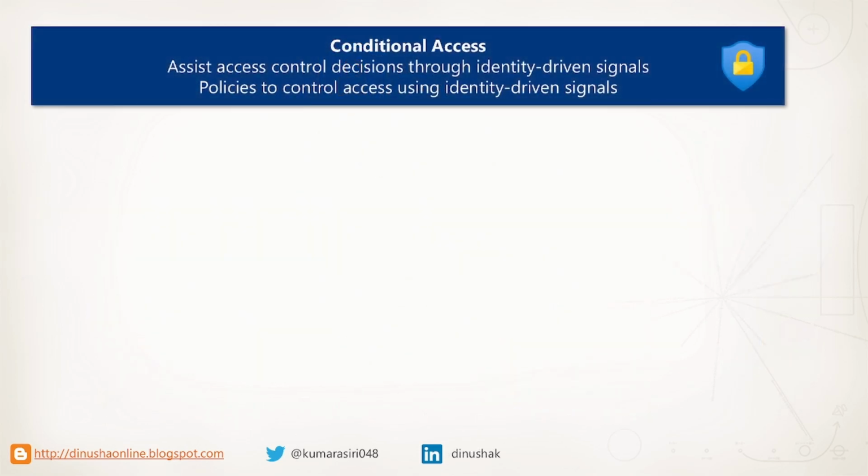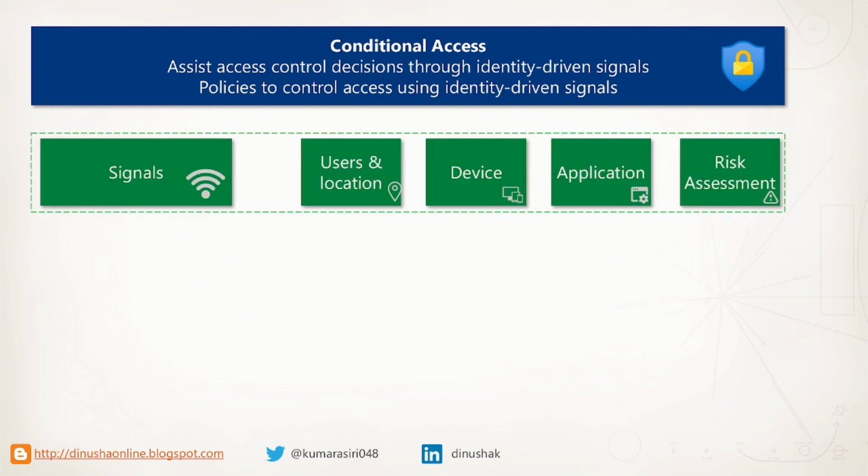Let's see what is conditional access. Conditional access evaluates the identity of a user and determines how that person can access a particular resource. With the identity, it can onboard various signals. Signals can include user or group, user's location, the device of the user, the application, or the risk assessment generated by Azure Identity Protection. Based on the evaluation, the result will be an action.